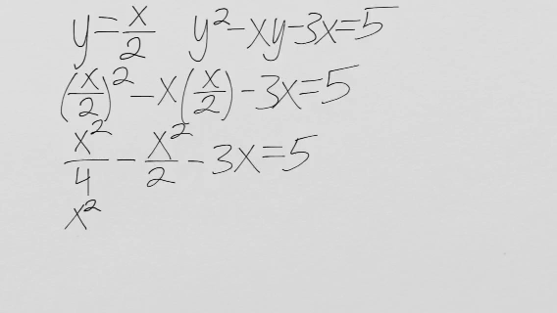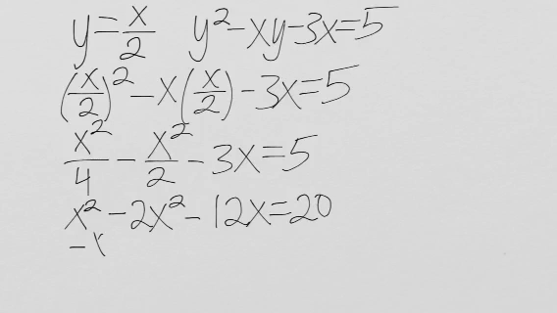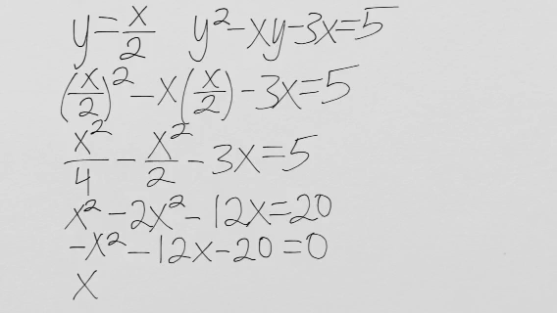So we have x squared minus 2x squared minus 12x is equal to 20. And now we can combine the x squared, so we have negative x squared minus 12x, and then I'm going to bring the 20 over to the left side as well so that we can factor it to find our x values. And then you can take out the negative from all of them, and you will have x squared plus 12x plus 20 is equal to 0.